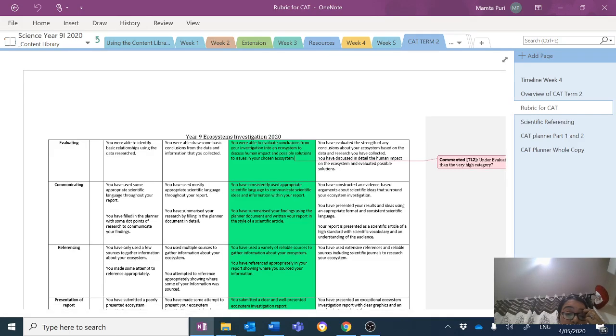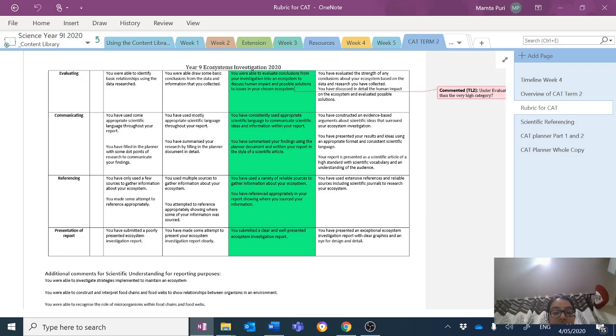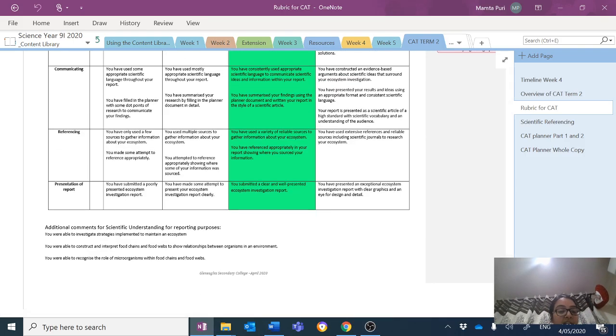Third point, evaluating. If you are successful in your report writing, you are able to evaluate conclusions from your investigation into an ecosystem to discuss human impacts and possible solutions. So think about that. Communicating, you have consistently used appropriate scientific language in your own very simple language, summarized your findings, stuff like that. Referencing, important, and then presentation of the report. You need to submit a clear and well-presented ecosystem report in the form of an essay. So have a good read of the rubric.